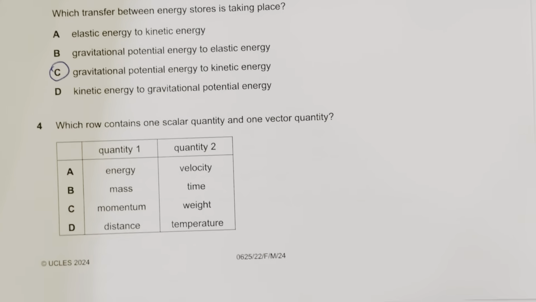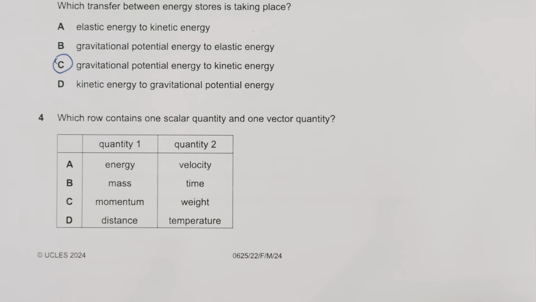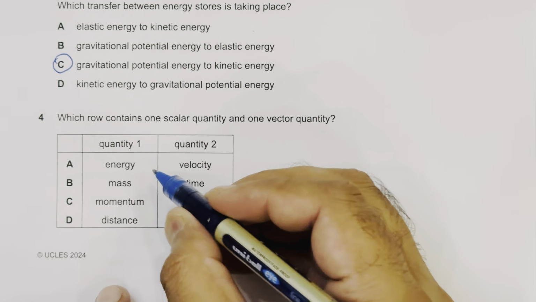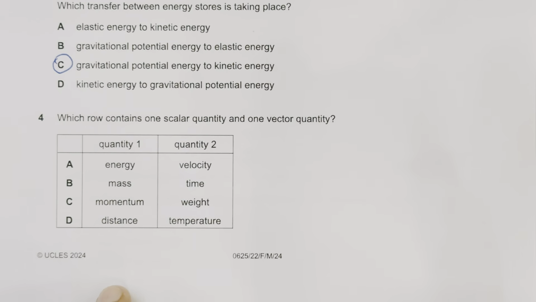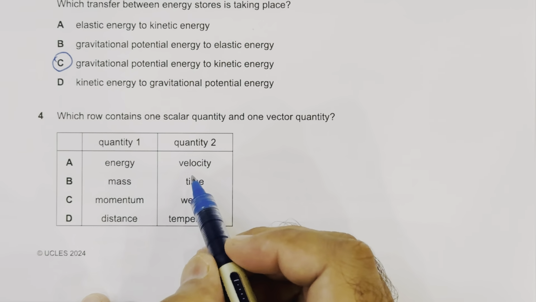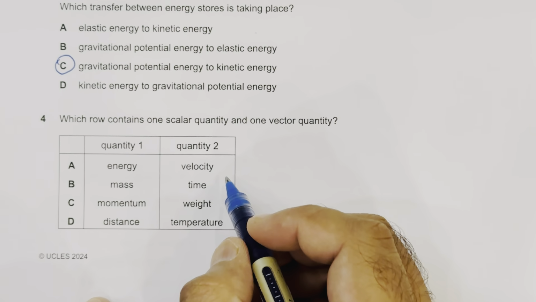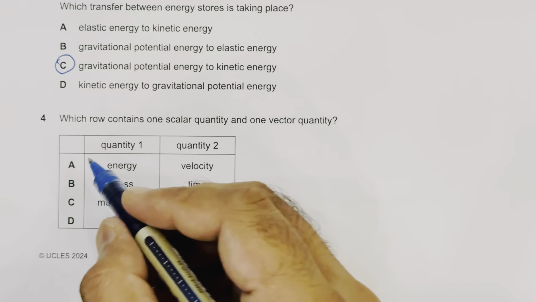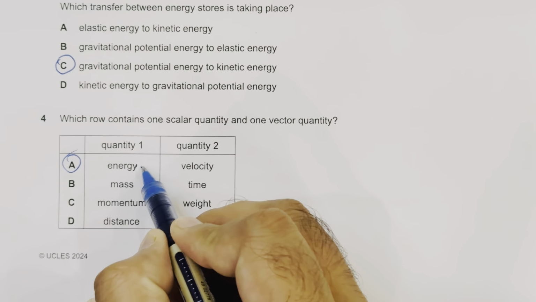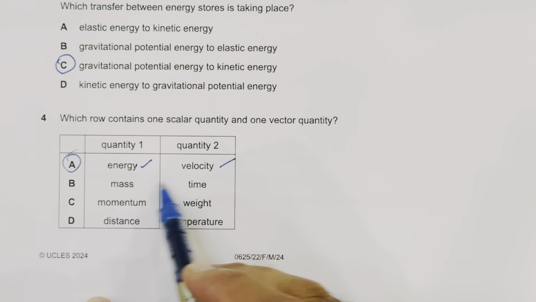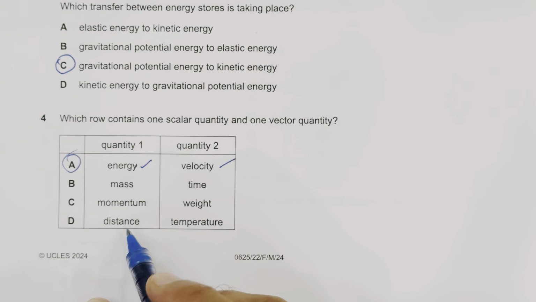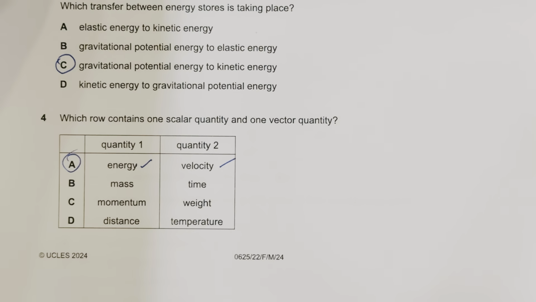Which row contains only one scalar quantity and one vector quantity? We know that energy, mass and distance are scalar quantities, and we need one quantity scalar and one quantity vector. This is scalar and this is vector. So option A is the right answer, because this is scalar and this is vector. These both are scalar, these both are vector, and these both are scalar. So option A is the true answer. Moving to question number 5.